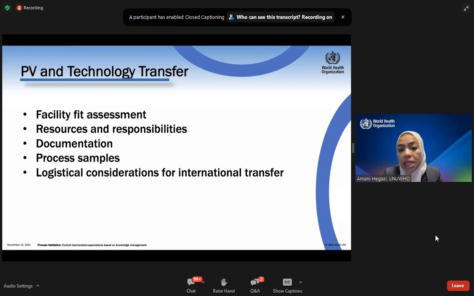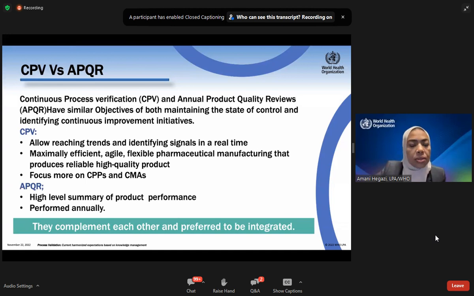Documentation of all the technology transfer activity is fundamental to ensure that the gap assessment, training plans, plan for technology transfer, and risk assessment conducted are all well documented and kept, and accordingly, process sample verification testing is conducted. And additionally, logistical considerations for the international transfer of the product that will be transferred, either bulk or starting material or drug substance.